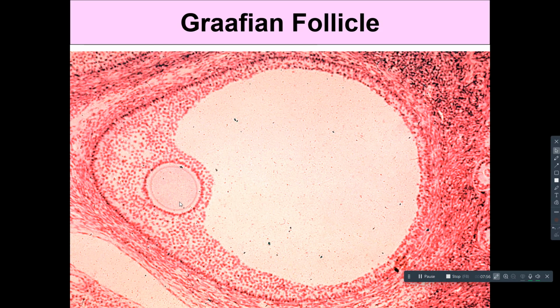And the Graafian follicle has an oocyte. We just don't see its nucleus in this pic. And the oocyte is dwarfed by the size of the antrum. I mean, look how big the antrum is. And we see all the many multiple supporting cells as well.